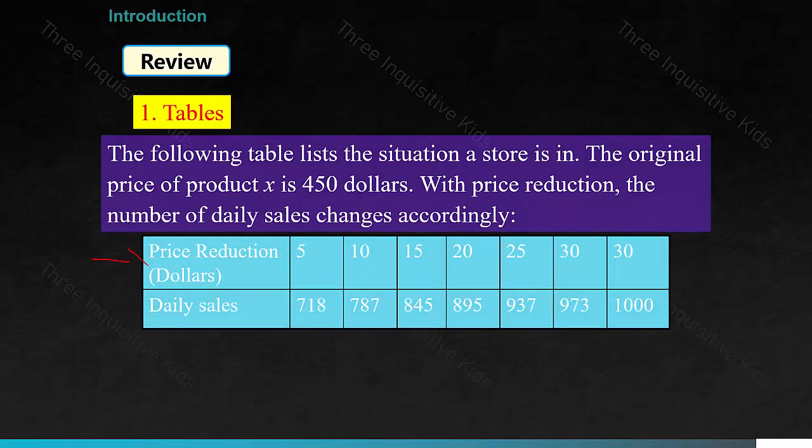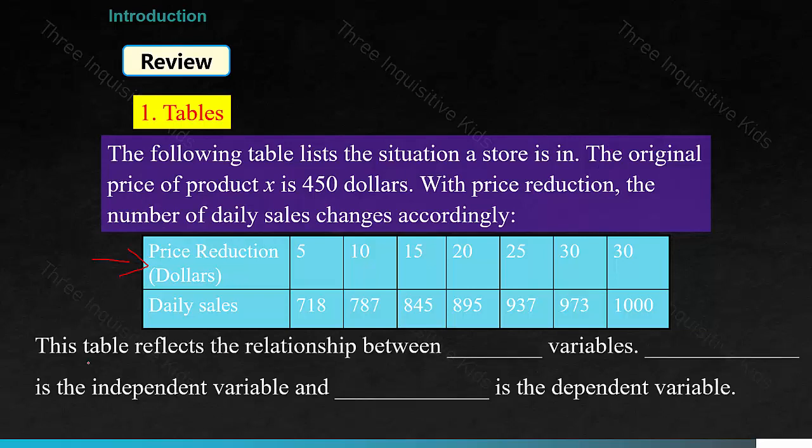This top row is indicating how many dollars are getting reduced. At first the store takes off $5, then it takes off $10, then it takes off $15, and as it gets cheaper and cheaper, more people are willing to buy it. This table reflects a relationship between two variables. So the price reduction would be the independent variable, and the daily sales is the dependent variable.